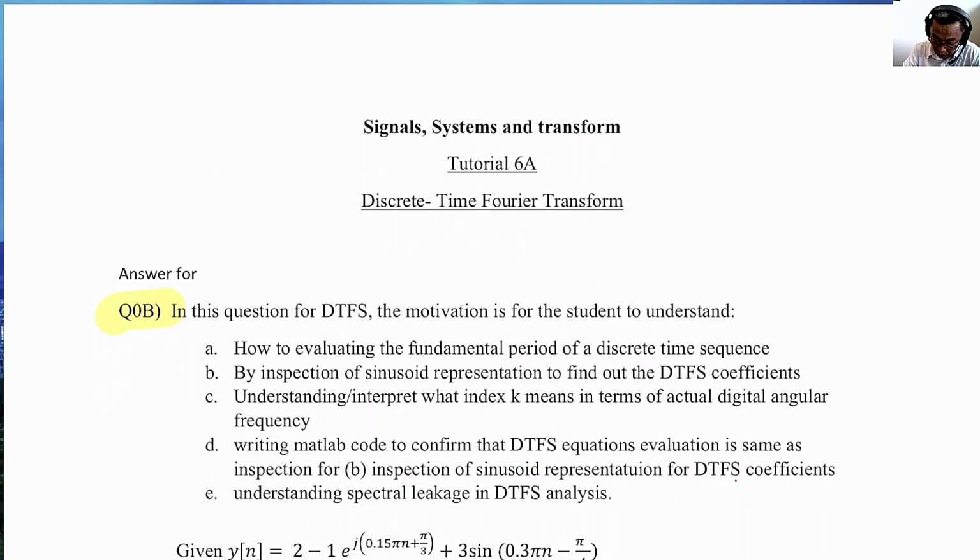Welcome back. This is tutorial 6A, question 0B, and now we do subpart B. We are here to answer the question: by inspection of the sinusoid representation, directly find the DTFS coefficients. It means that we are not using the analysis equation, we are using the inspection of the sinusoid representation. Let's see how we can do that.